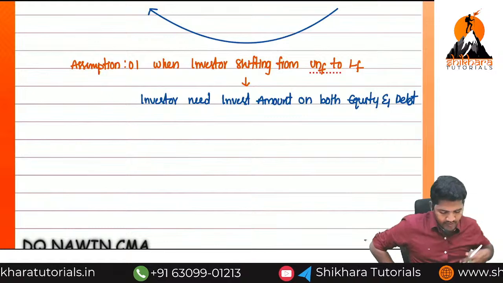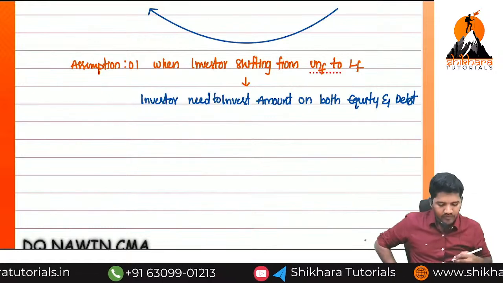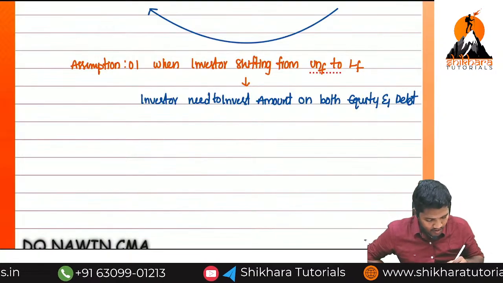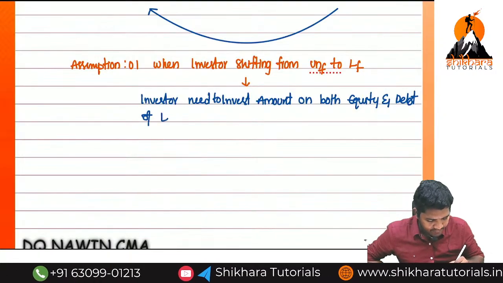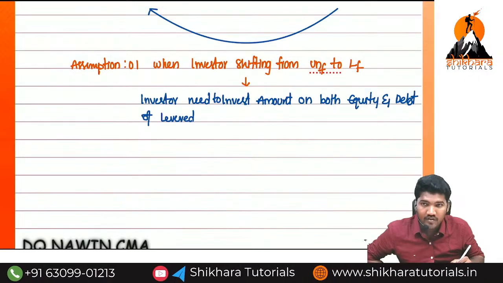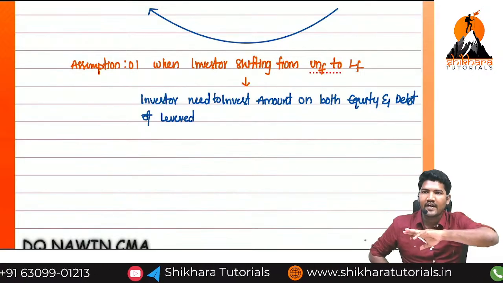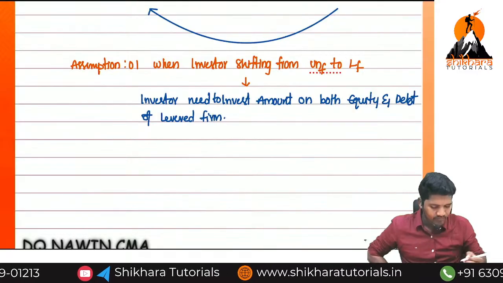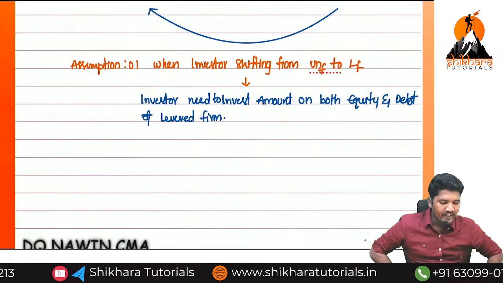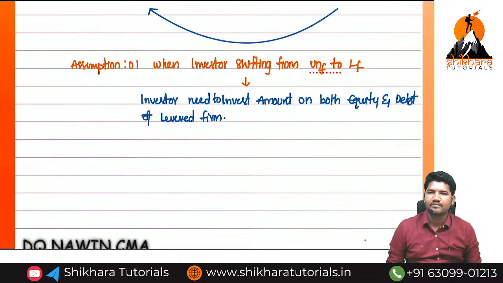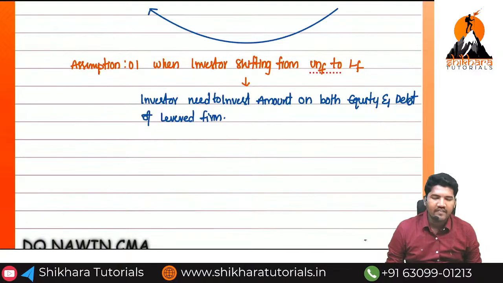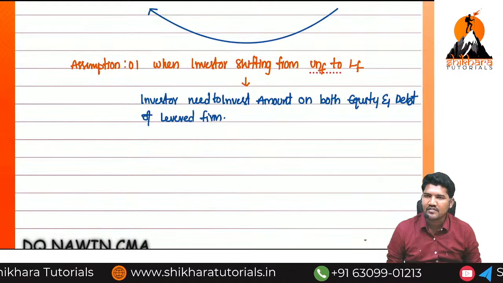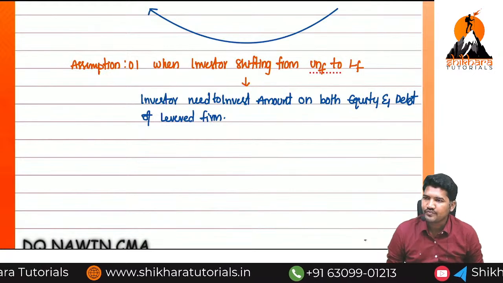Investor need to invest amount on both equity and debt of what company? Levered firm. You are traveling from unlevered to levered firm. So if he invests in both equity and debt, he will receive the equity dividend and he will also receive interest. He will receive both.